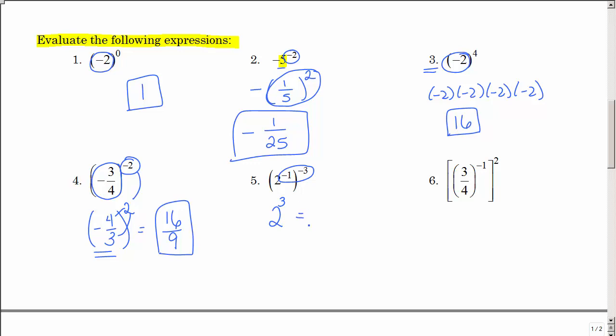I just need to know that 2 to the third power, of course, is 2 times 2 times 2, which is 8.